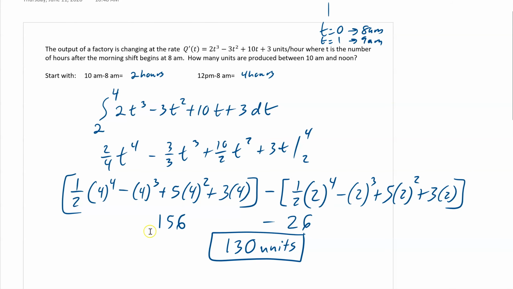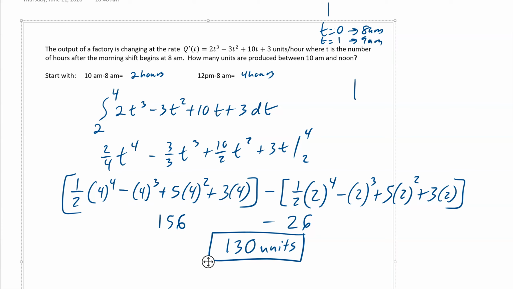The other way to look at it is this is the derivative, and so it's telling us how many units are being produced per hour. So you can think of it as plugging in each of these times tells us how many units are produced each hour, and then the integral is just adding them up.